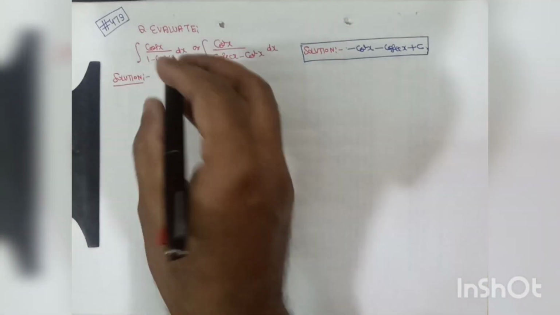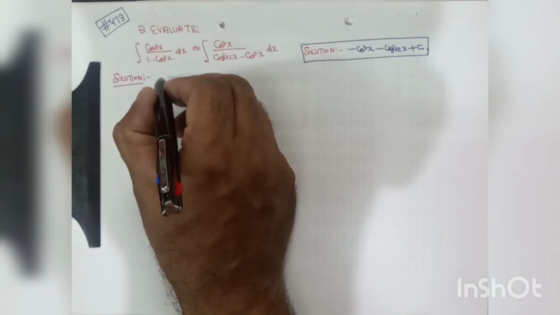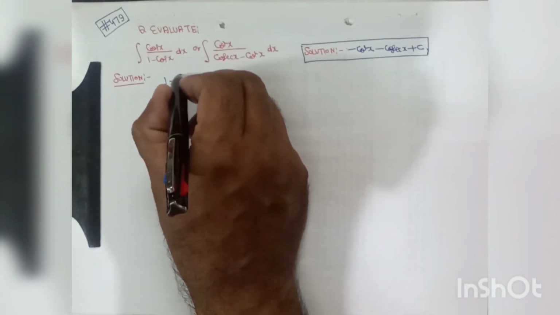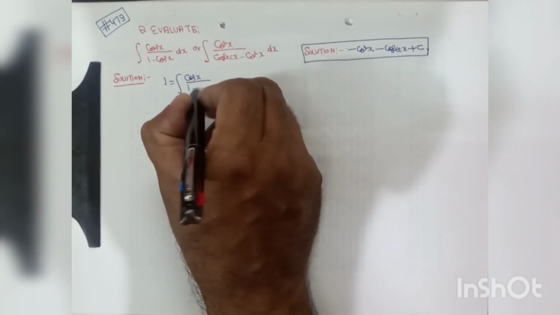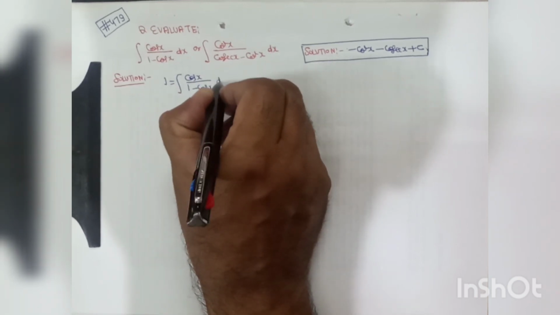Hello, it is a question related to integral calculus. We have to evaluate a given integration. Let it be equal to I. I is equal to integration of cos x divided by 1 minus cos x dx.